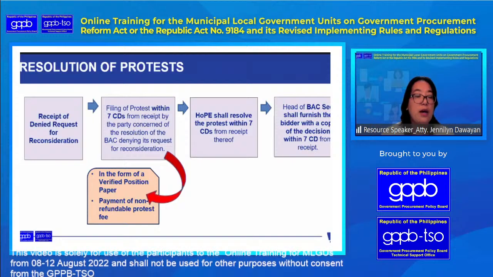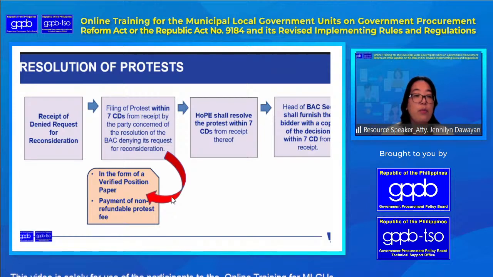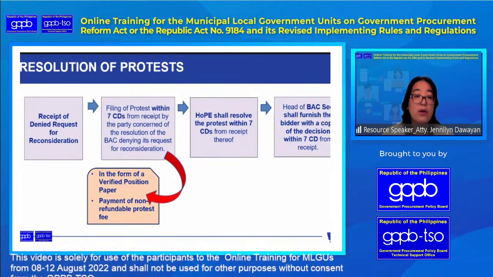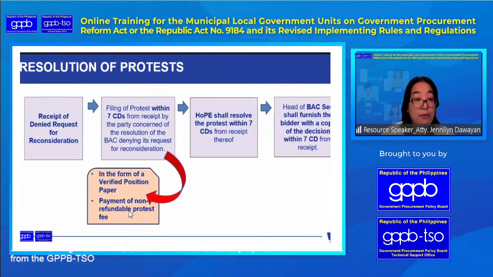So okay, if you look at this process flow, visually you can see that if there is denial of the request for reconsideration by the Bids and Awards Committee, magfa-file na siya ng protest within 7 days, di ba? And as we said, in the form of the position paper as stated and we have discussed previously in the slides, no? And the payment of non-refundable protest fee, which should be in the form of legal tender that is acceptable by government rules and regulations.